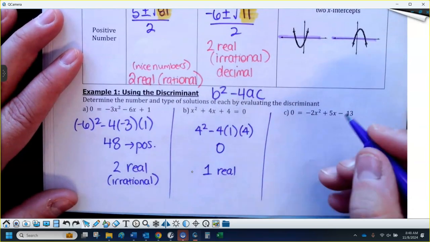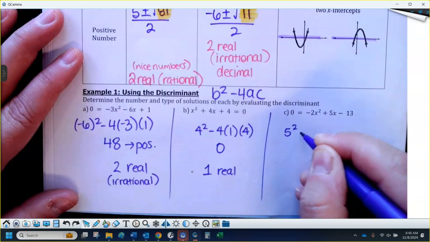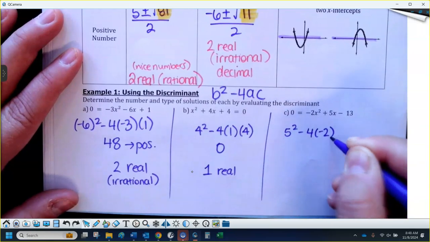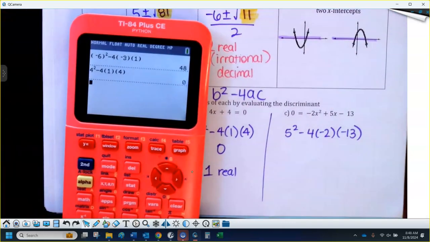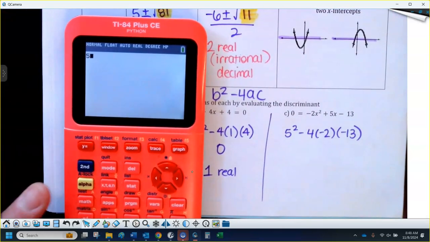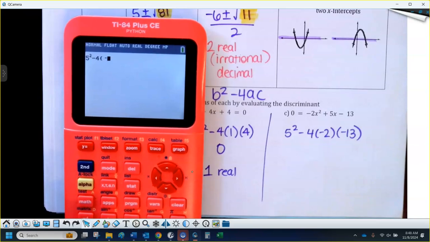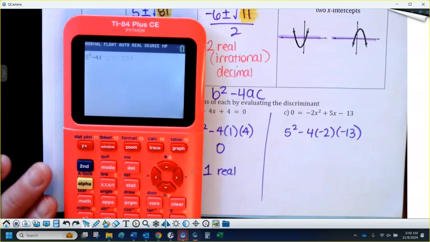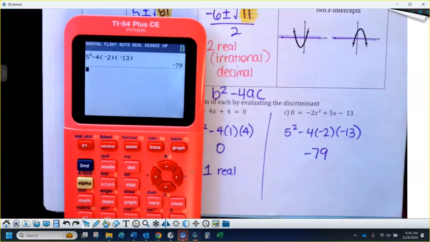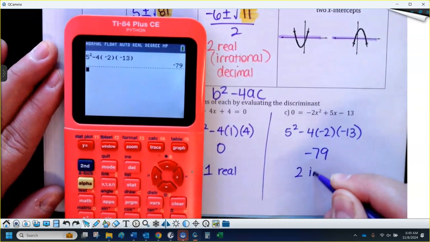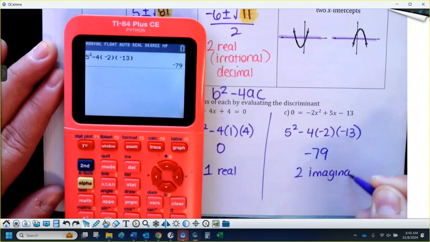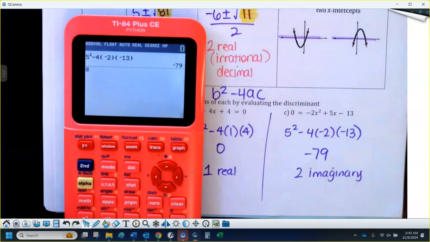Now, if I do discriminant on this last one, b squared is going to be 5 squared. 4 times the a value is -2. C value is -13. So I'm just plugging that discriminant into my lovely calculator. 4 times -2 times -13. Doesn't matter what the number is, it just matters whether it's positive or negative. Because this is negative, we'd be taking the square root of this, so I immediately know here I'm going to have 2 imaginary solutions because we'd have an i in the answer.